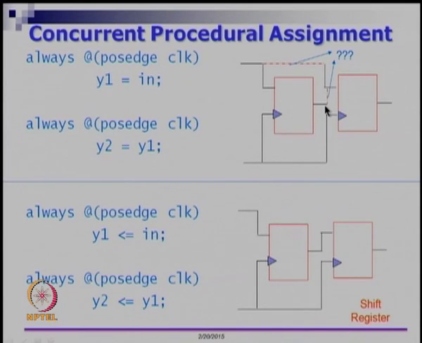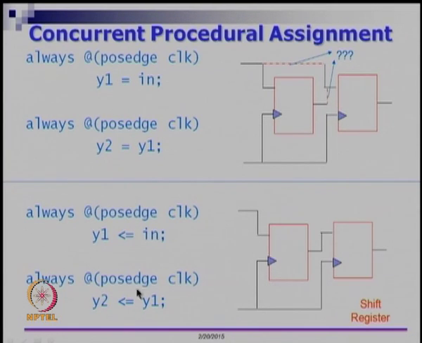A single compiler will always give you the same result, but if you take it to a different compiler, it may actually give a different result. So this is a serious problem. Whereas if you had this statement, these are concurrent procedural assignments again, because they are two always statements. We have both of them with non-blocking assigns.